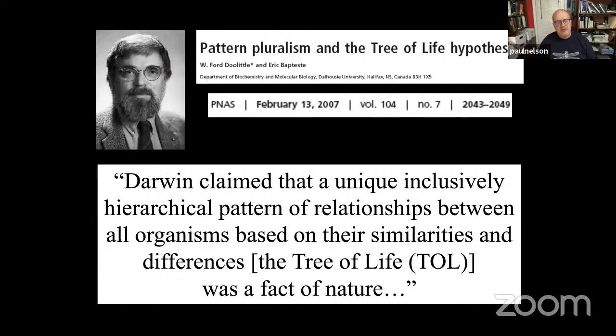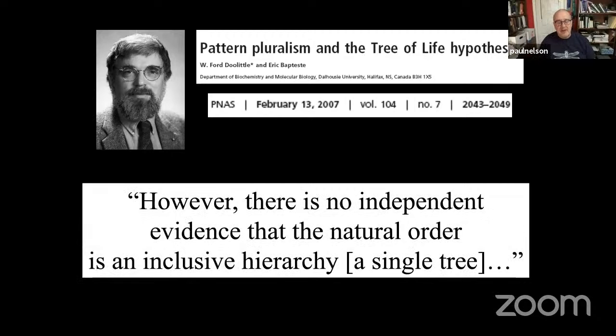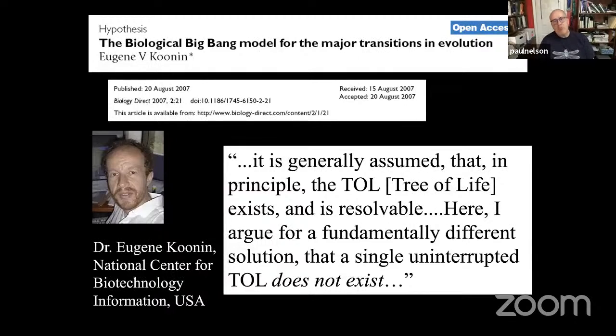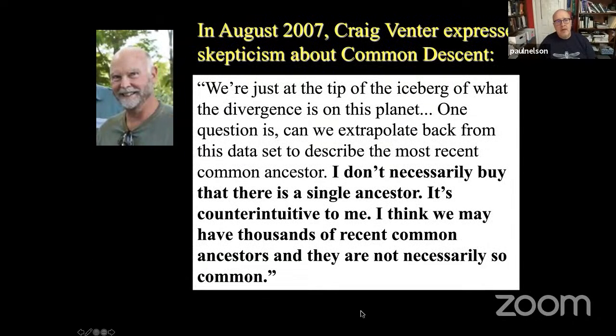For Doolittle, who's been sort of the grand old man of this puzzle, in his inaugural paper for the Proceedings of the National Academy, when he was elected as a foreign member, he said, Darwin said we had a tree of life. It was a fact of nature. But look, there's no independent evidence that living things fall into a single tree. And the tree of life rests on unproven assumptions that are unlikely to be broadly true. Eugene Koonin at the NCBI, in a paper in 2007, he said the tree of life does not exist. And Craig Venter, Mr. Human Genome himself, said, I don't buy it. Counterintuitive. We may have thousands of recent common ancestors, and they are not necessarily so common.